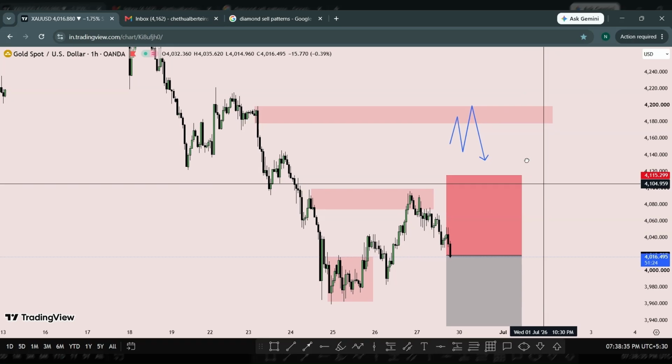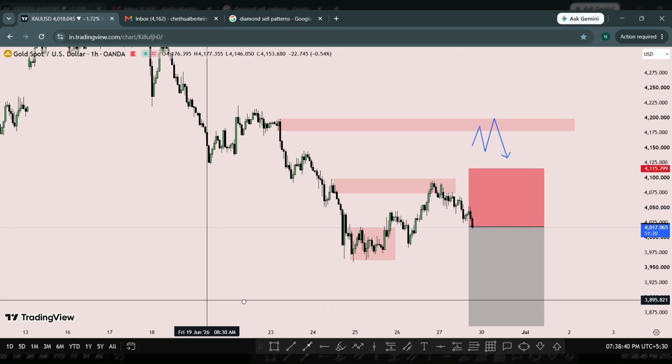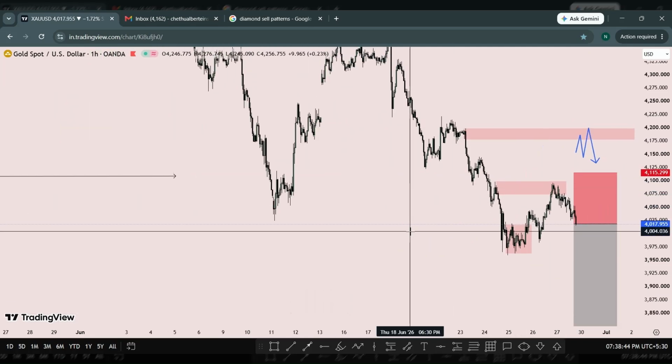I think these are the trade ideas for gold, GBP/USD, EUR/USD, and the dollar index or DXY.